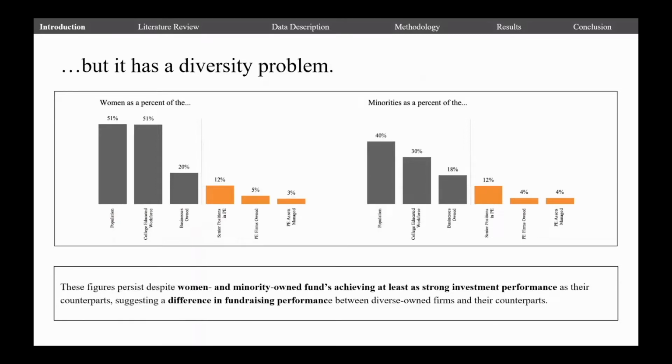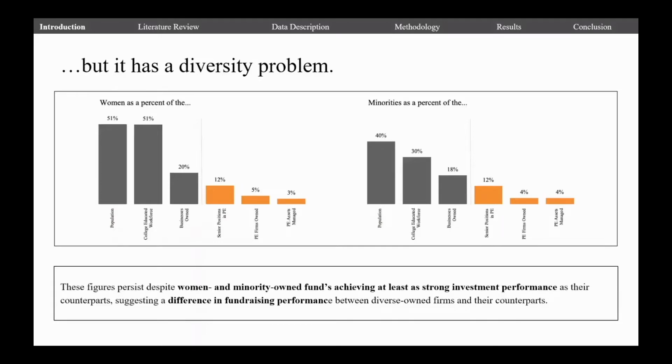These figures persist despite evidence that women and minority-owned funds' investment performance is at least as strong as their counterparts. The lag in assets managed by diverse-owned firms compared to their strong investment performance points to a difference in fundraising performance between diverse-owned firms and their counterparts. Specifically, we suggest that the lack of capital managed by diverse-owned firms may be due in part to such firms having more difficulty raising funds than their counterparts.